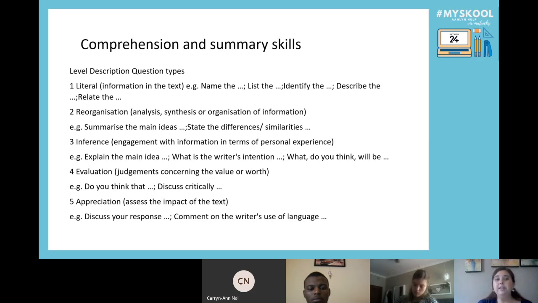And then level 5 is appreciation. That is where you assess the impact of the text. Discuss your response to the language usage, for example. Okay, now we will discuss this in detail in the following slides.